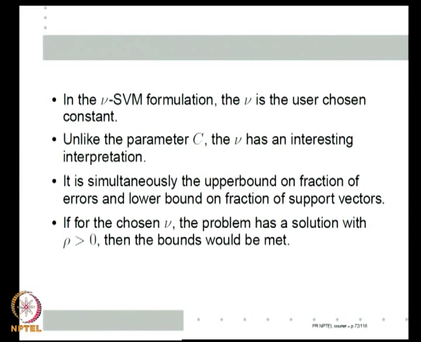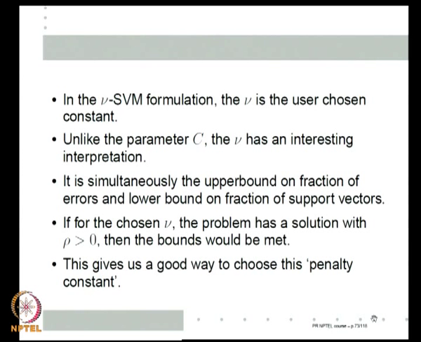Of course, if I choose an unattainable nu, I cannot get a solution. But what do you mean by I cannot get a solution? It always has a feasible point, so I will get a solution, but the solution will be trivial, I will get rho equal to 0. But if I get a solution with rho greater than 0, then the bounds would be met.